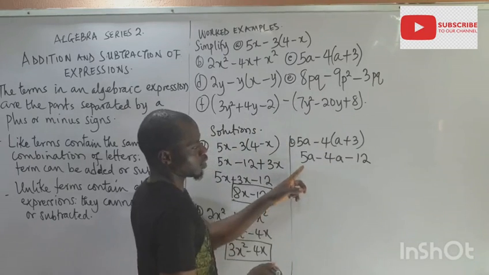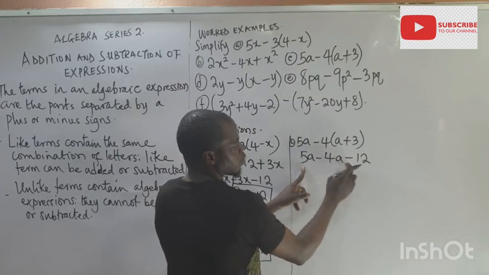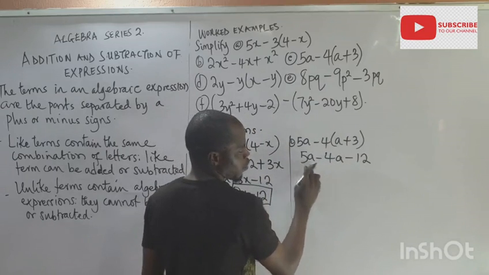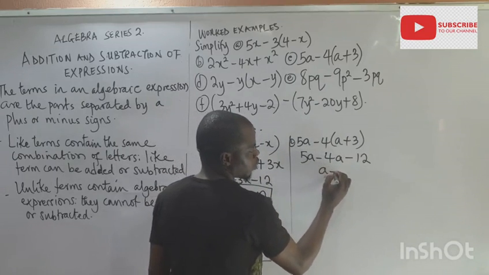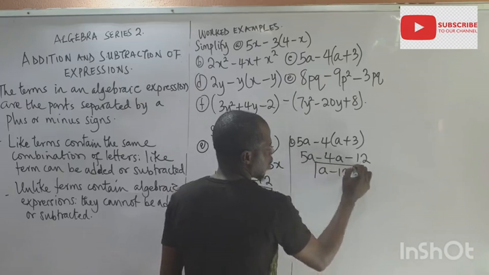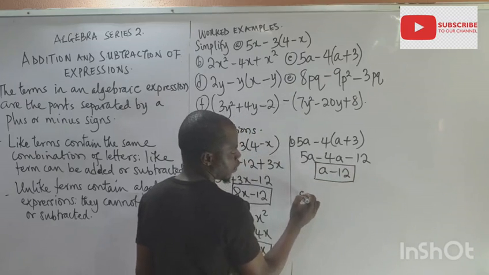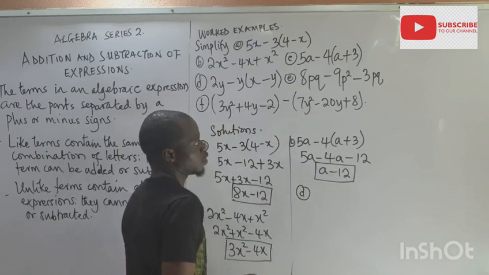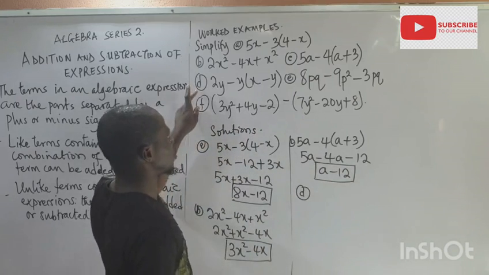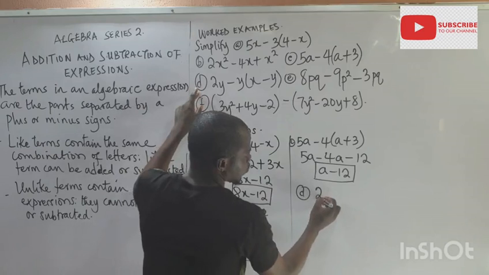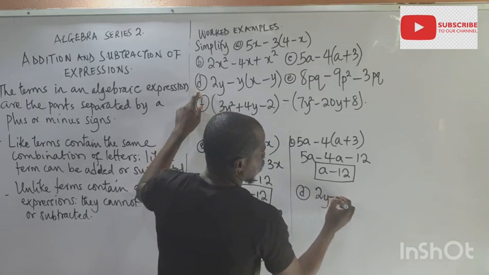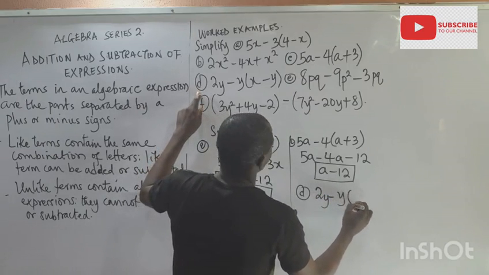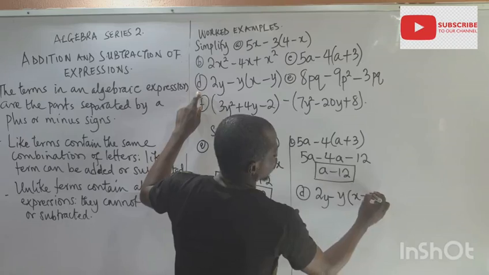Now as you can see, this is 5a and 4a, they are like terms. So it's going to be 5a minus 4a, that is a minus 12. Then we have the next question, which is D. So let's see how we are going to solve D. That's 2y minus y into bracket x minus y.